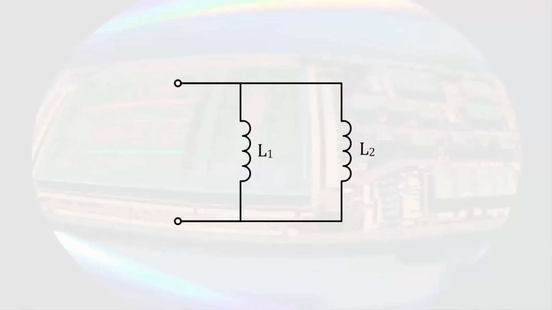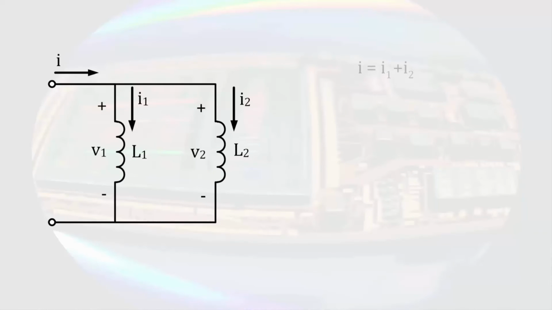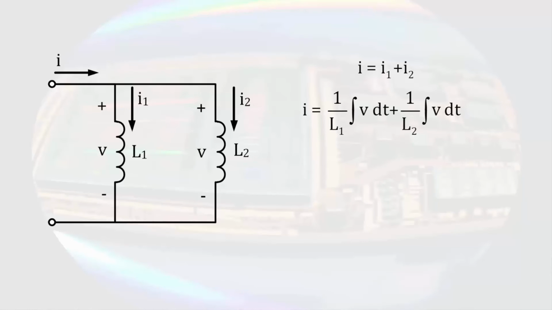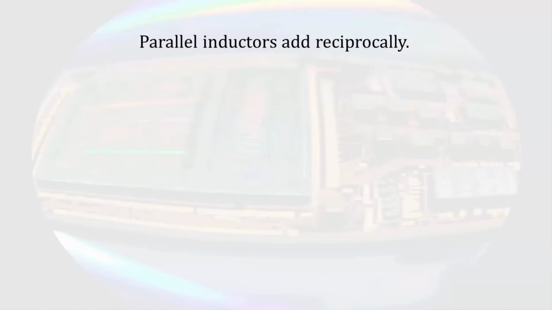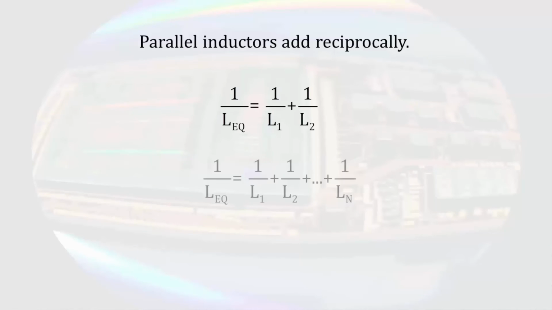If we have two inductors in parallel, we can write a Kirchhoff's current law equation at the top node and then substitute the voltage integral. Since the inductors are in parallel, the voltage across them are equal. We can then factor out the integral of the voltage so that we are left with the sum of the reciprocals of the inductances, which is 1 over the equivalent inductance. So parallel inductors add reciprocally. This is true no matter how many inductors are in parallel. I'll let you verify that on your own if you're interested.